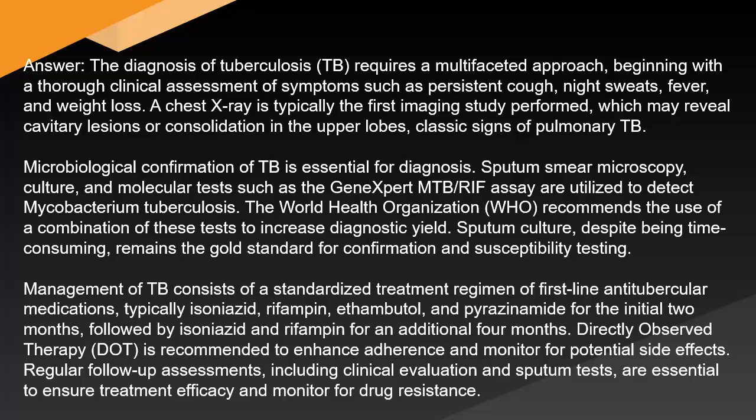Management of TB consists of a standardized treatment regimen of first-line antitubercular medications, typically isoniazid, rifampin, ethambutol, and pyrazinamide for the initial 2 months, followed by isoniazid and rifampin for an additional 4 months. Directly observed therapy is recommended to enhance adherence and monitor for potential side effects. Regular follow-up assessments, including clinical evaluation and sputum tests, are essential to ensure treatment efficacy and monitor for drug resistance.